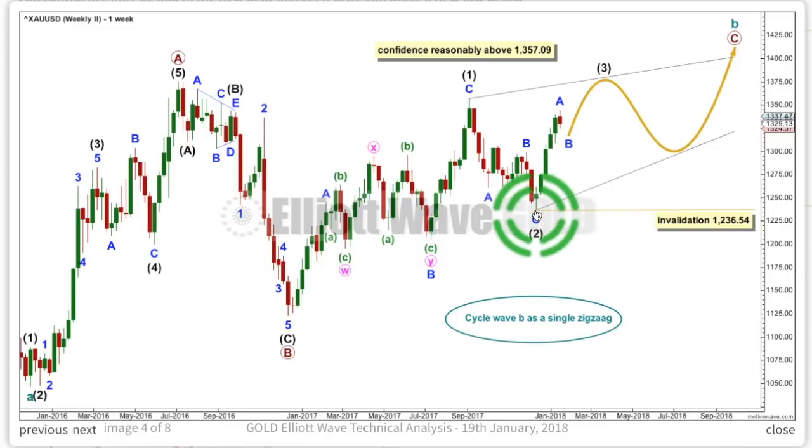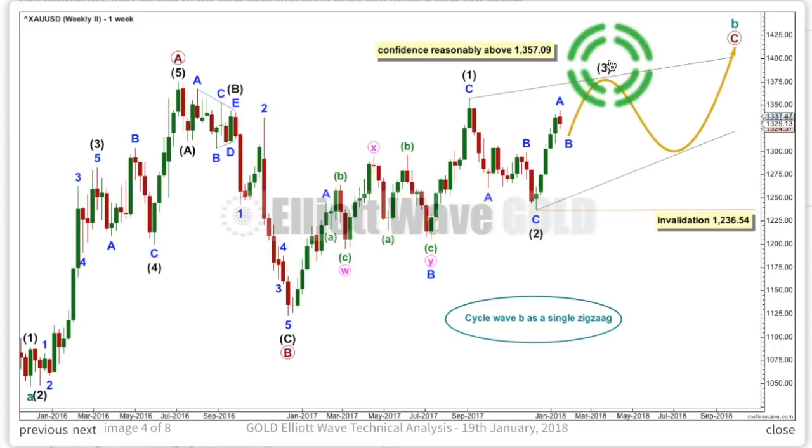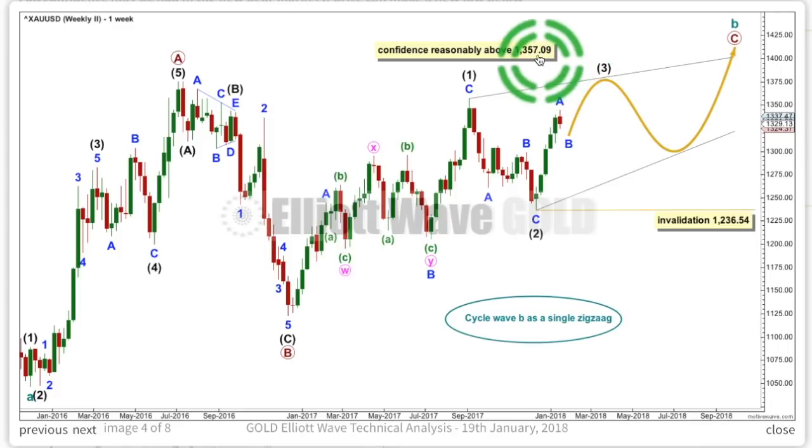move beyond the start of minor A below 1236.54. That invalidation point is black and white, and that's why a new low by any amount at any time frame would invalidate this wave count at the weekly chart level and offer so much confidence to that main wave count. That's an important price point. Intermediate 3 must subdivide as a zigzag because it's a 3rd wave within an ending diagonal. At any stage, if we get a new high reasonably above 1357.09, then we can have quite a lot of confidence in this 2nd wave count.